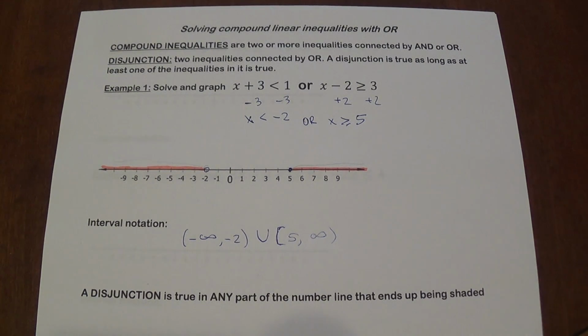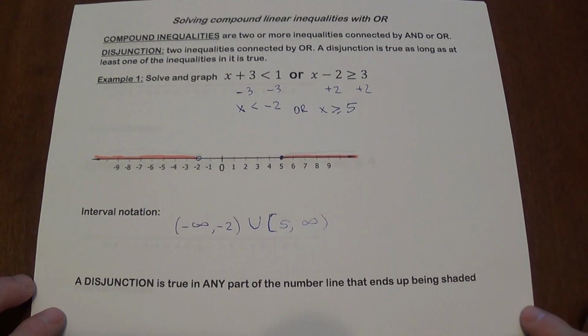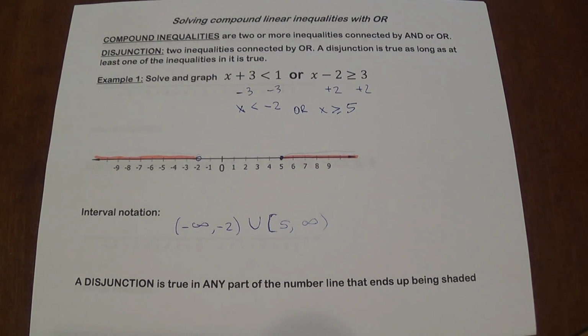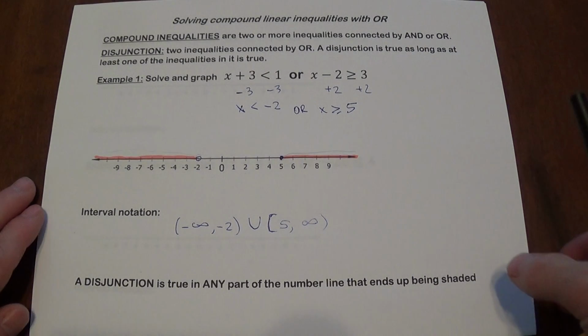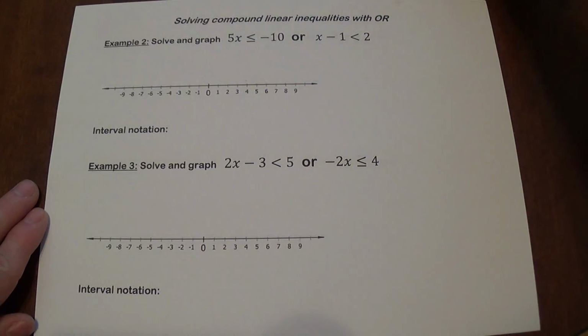Okay, so disjunction is going to be true in any part that is shaded. So in this problem we have to shade two separate parts, and in any one of these parts the solution is going to take place. Let's take a look at our next example.